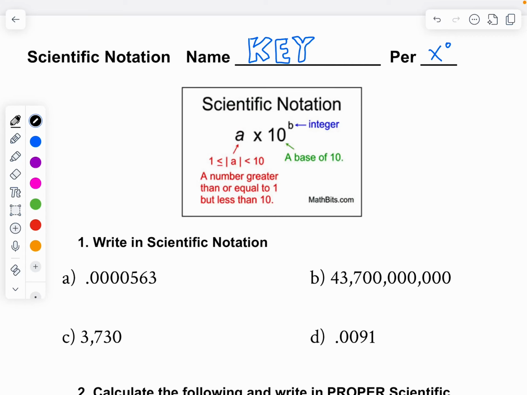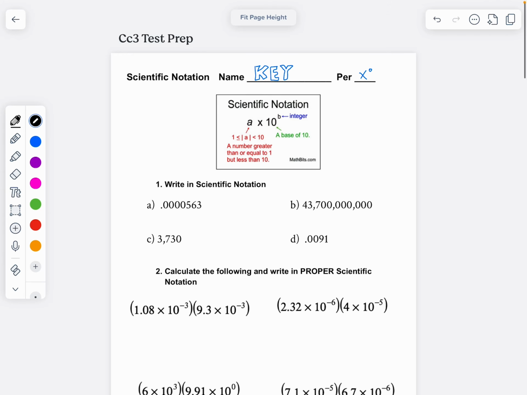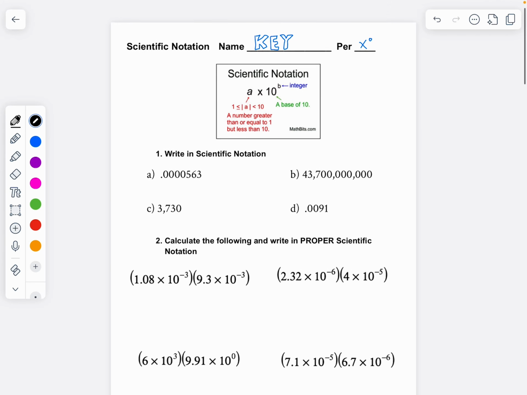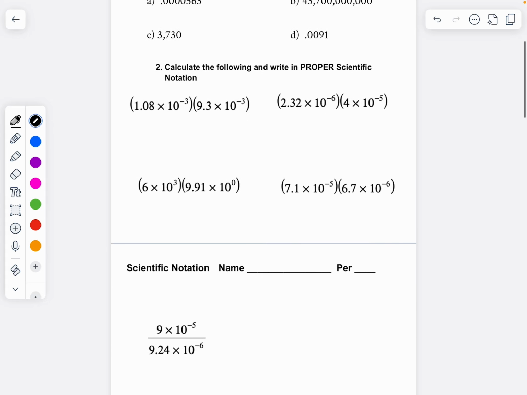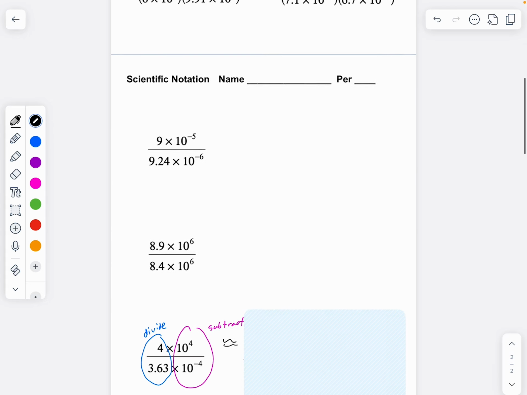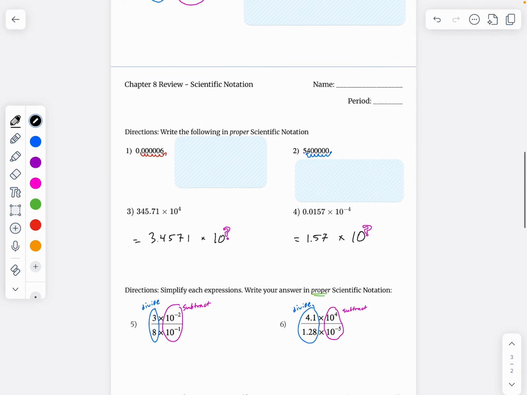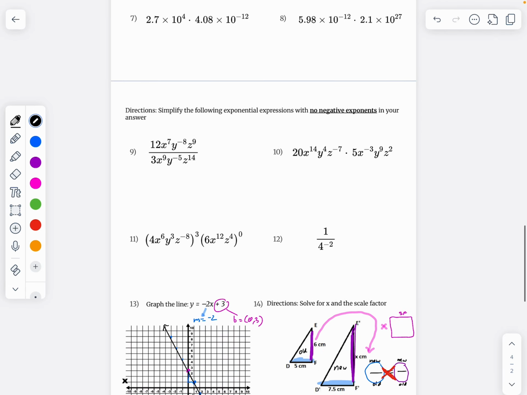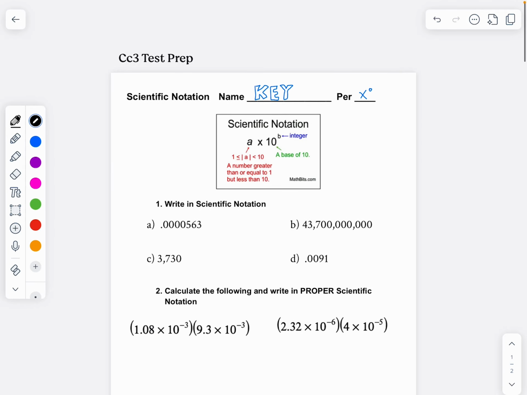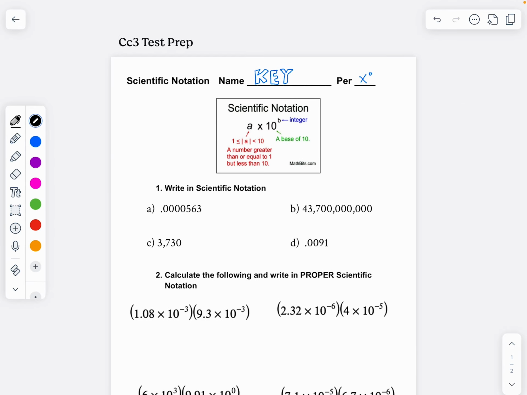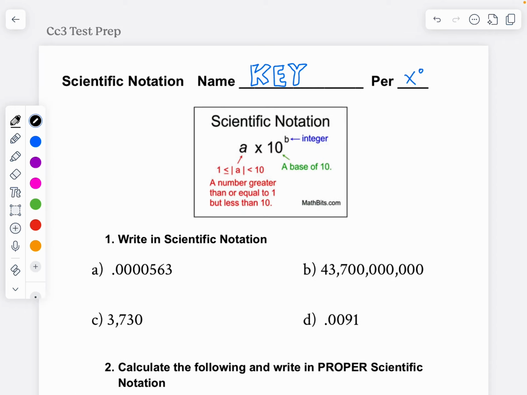Hello, amazing students. Today we're going to be going over a few things that are going to be on our test. Of course, we have scientific notation, operations with scientific notation, like multiplication and division, and we also have exponents. So we're going to be reviewing everything. Yes, so I hope you had a great head start on this already.